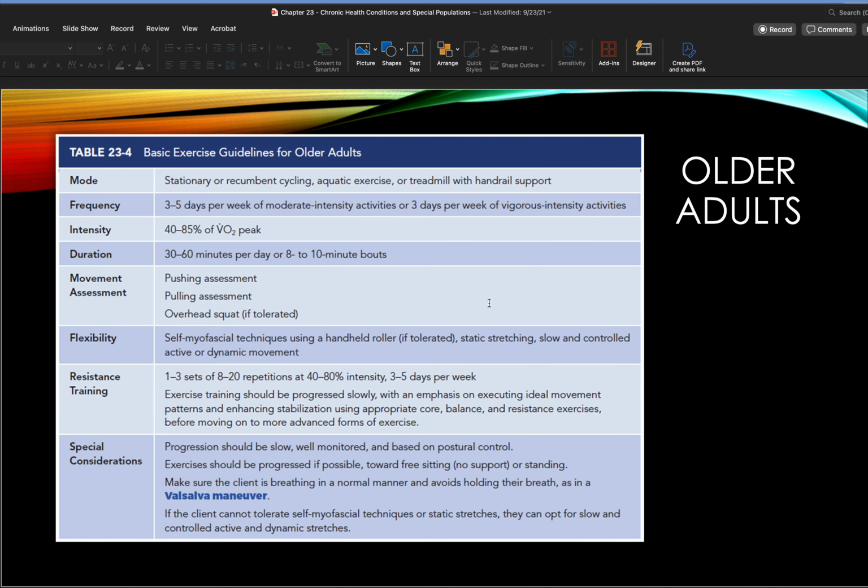All right, there's your basic exercise guidelines. Very much the same as what I was explaining before, not the same numbers, but in terms of frequency, intensity, time, type, all that FITT principle stuff. Things for special considerations: slow progression, well monitored, focus on posture, right? We want them to be in optimal form with optimal technique.